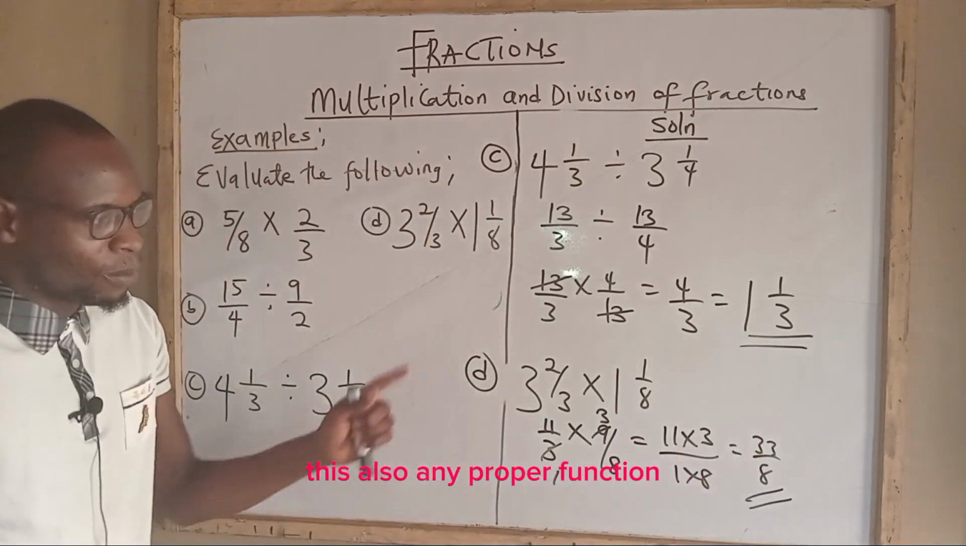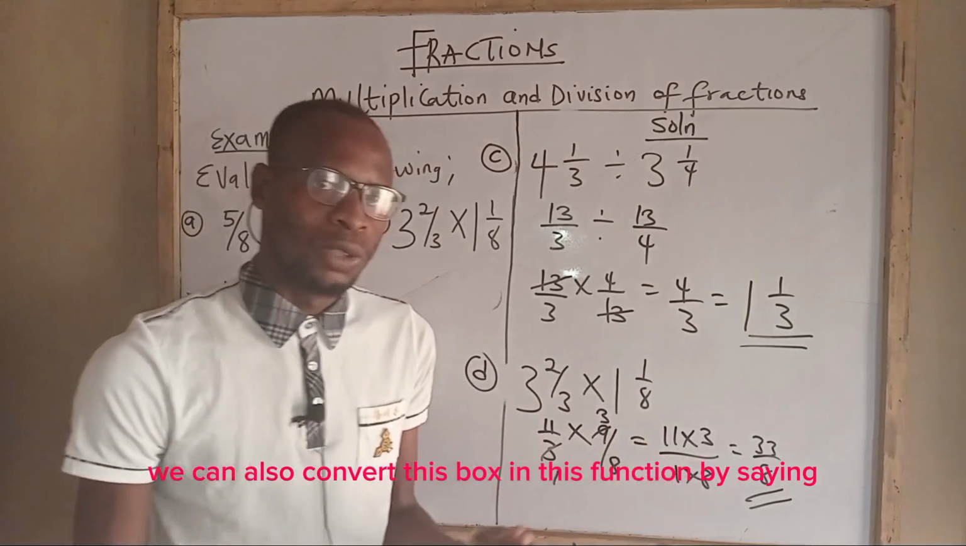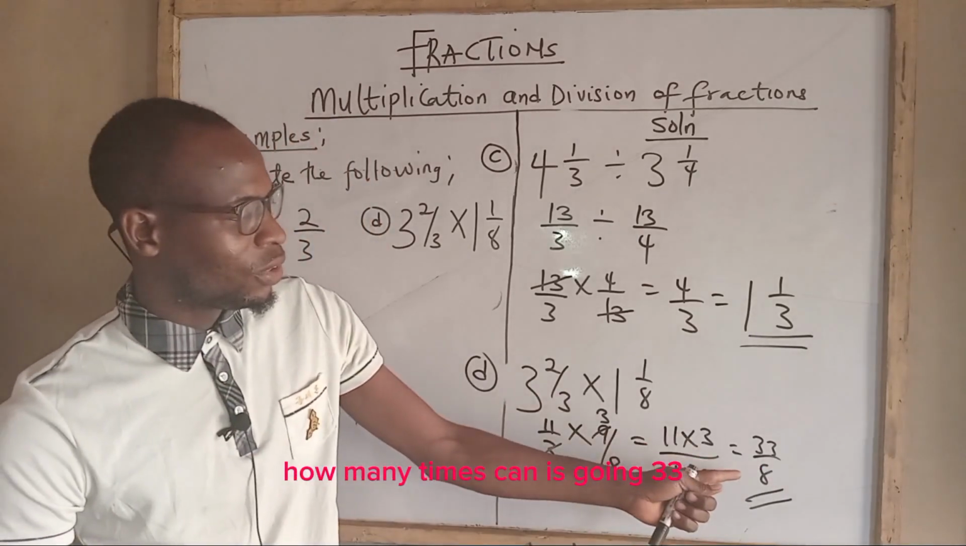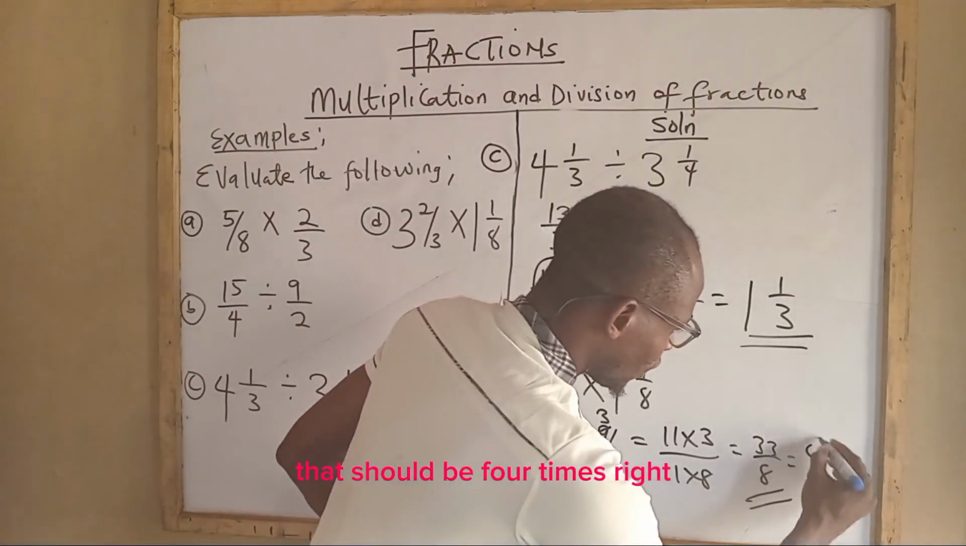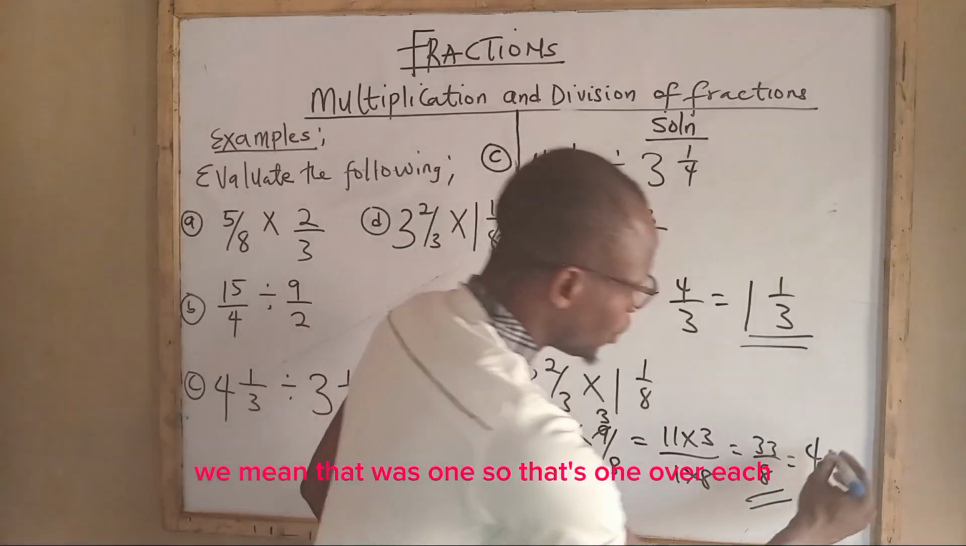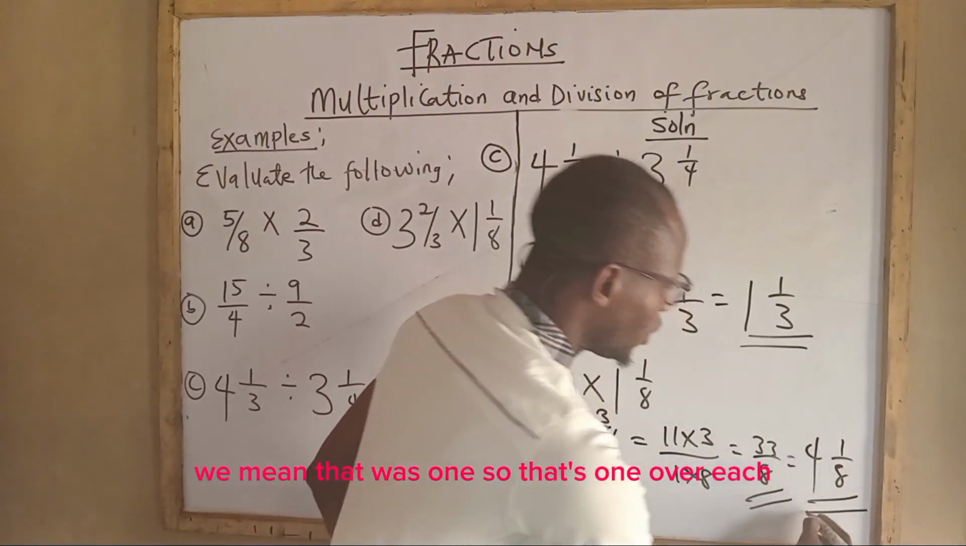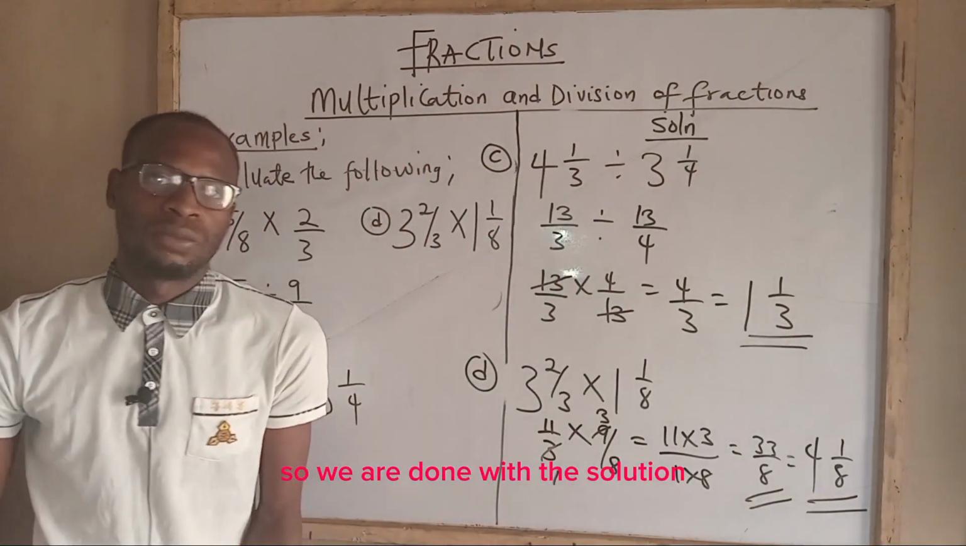Okay, this is also an improper fraction. We can also convert this back to a mixed fraction by saying how many times can 8 go in 33? That should be 4 times, right? Remainder what? 1. So that's 4 whole number 1 over 8. So we are done with the solution.